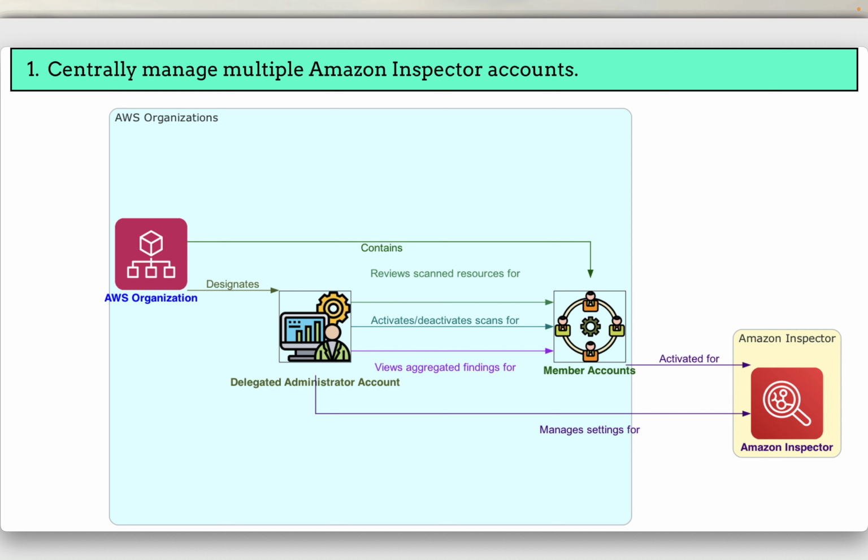The Amazon Inspector delegated administrator account can manage findings, data, and certain settings for members of the organization. This includes viewing aggregated findings details for all member accounts, activating or deactivating scans for member accounts, and reviewing scan resources within the AWS organization.